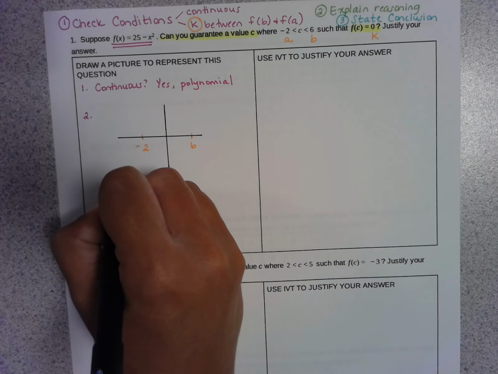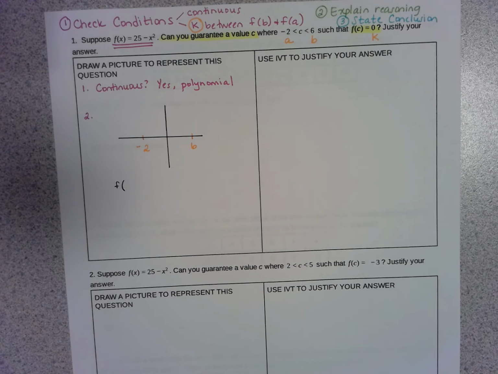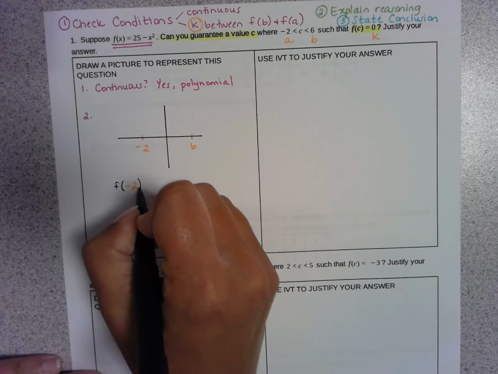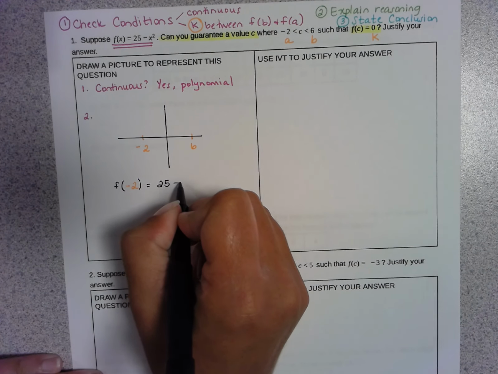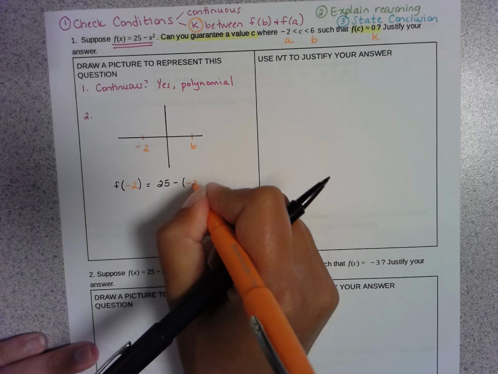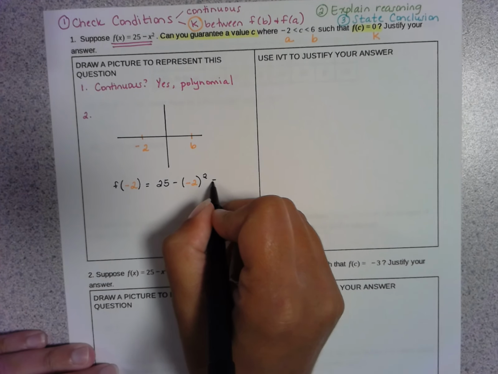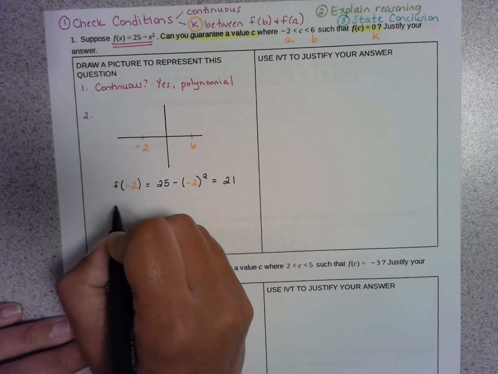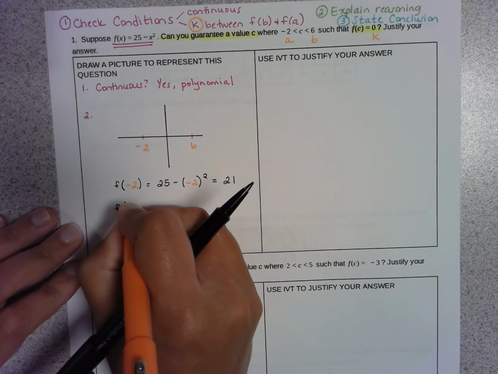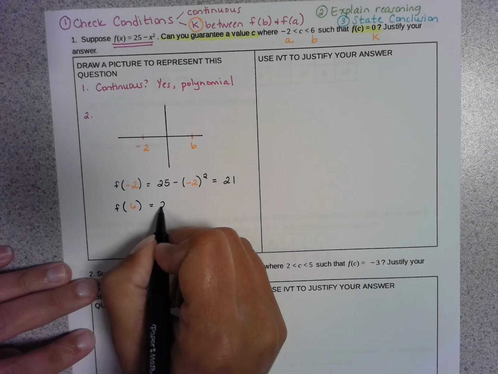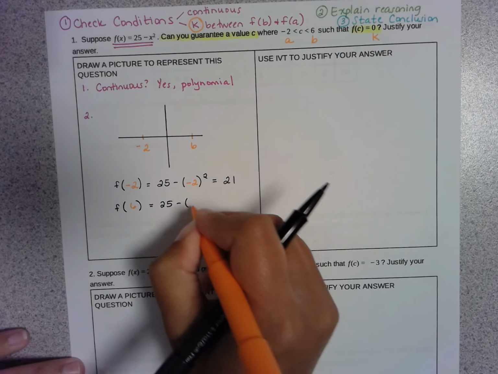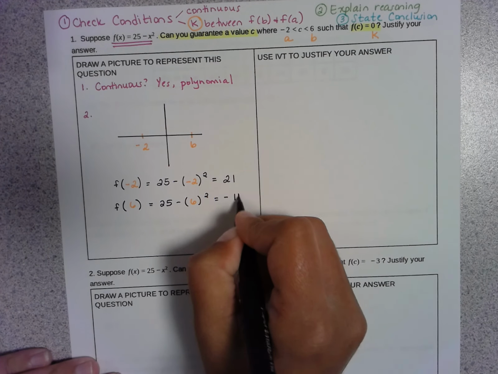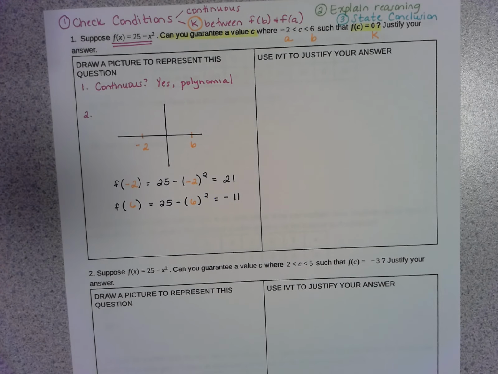So I'm going to find f of negative 2, which would be 25 minus negative 2 squared, which is 25 minus 4, so 21. And I'm going to find f of 6, which is 25 minus 6 squared, which is 25 minus 36, so negative 11. On my graph, I'm going to go ahead and graph those points.